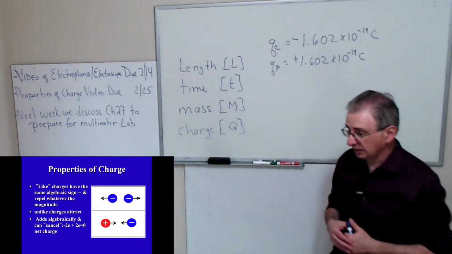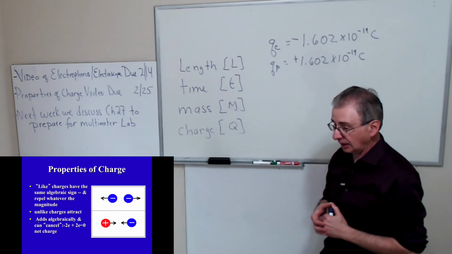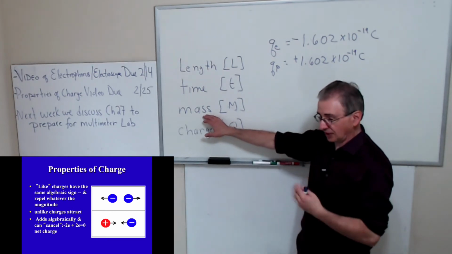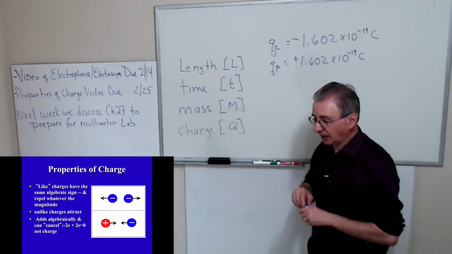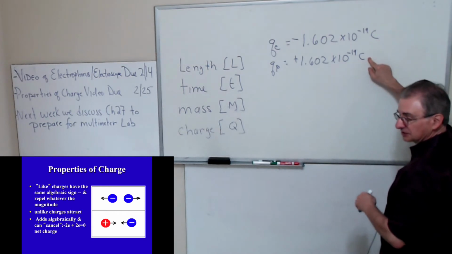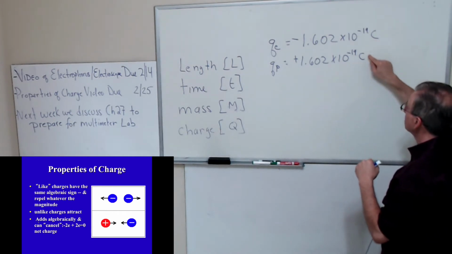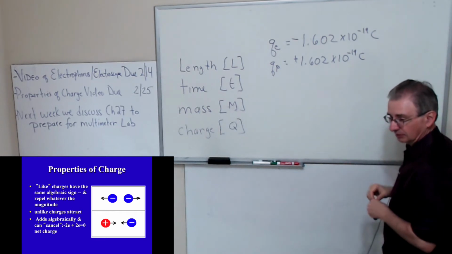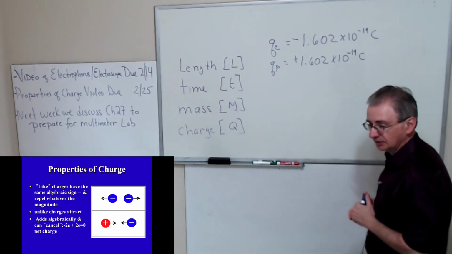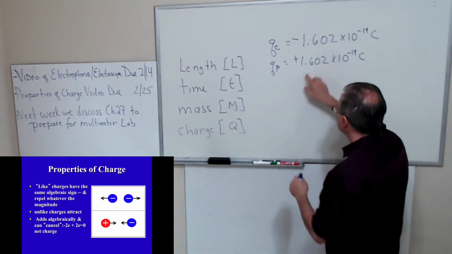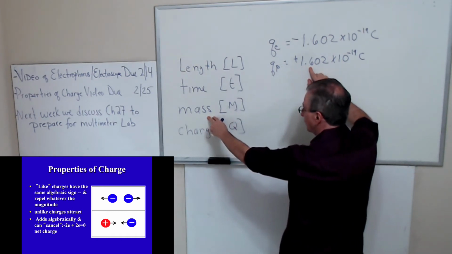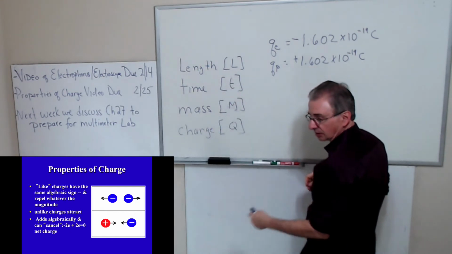Charges add algebraically just like masses. Charges can cancel because you can have a positive charge and a negative charge. Masses don't cancel. Masses just add, because all masses are positive. But if you take 2 electrons and 2 protons, you take 2 times this number plus 2 times this number, you get 0. Does that make sense? It's a pretty basic thing. And that's the one thing that distinguishes charge from mass fundamentally: masses are always positive and they just add up to some number.